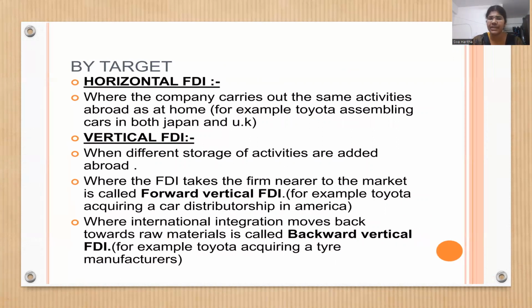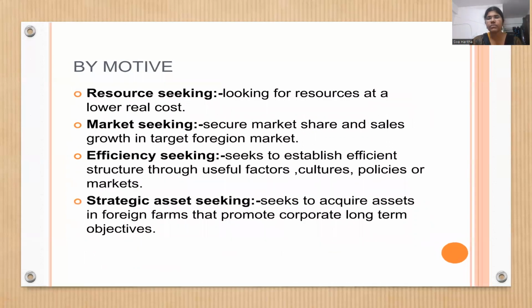In the horizontal FDI, the company carries out the same activities abroad as it does at home. In contrast to this, in the vertical FDI, extra stages of activities are also added abroad. The vertical FDI is again classified into forward vertical FDI, where the firm is nearer to the market, and backward vertical FDI, where the integration moves back towards the raw materials.